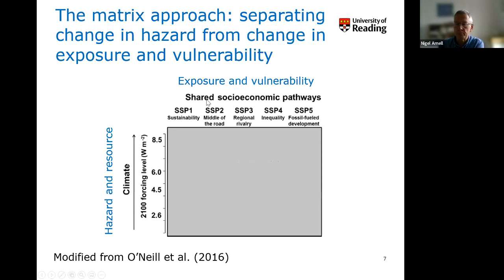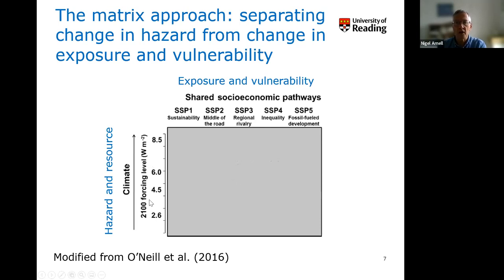Many of you will probably be familiar with the idea of the shared socioeconomic pathways, SSPs, that are increasingly used in climate impact research, although they differ in some important respects from the sorts of socioeconomic scenarios used in other sectors. That's actually an issue. And on the vertical side, you may be familiar with the concept of representative concentration pathways, or RCPs. These are different forcings of the climate system that are used to simulate climate.